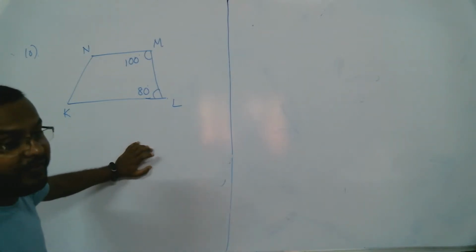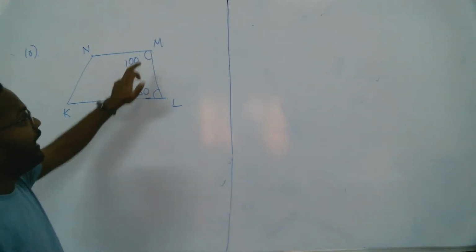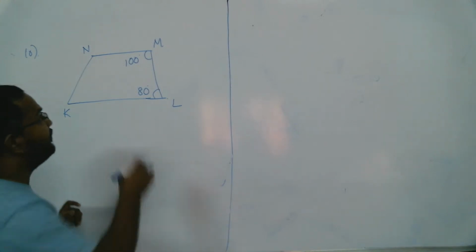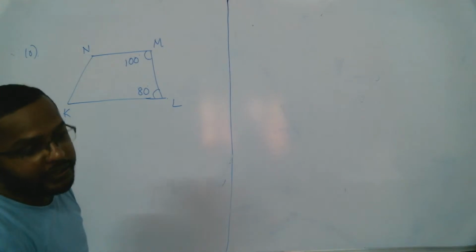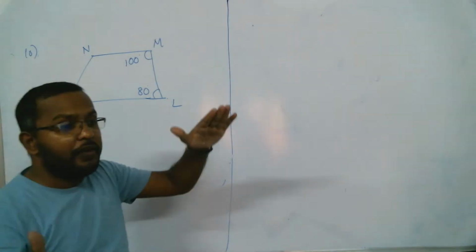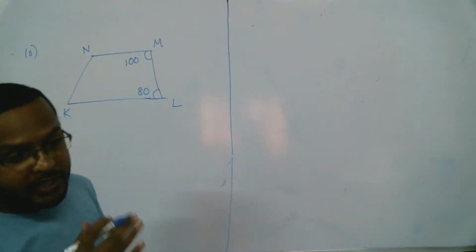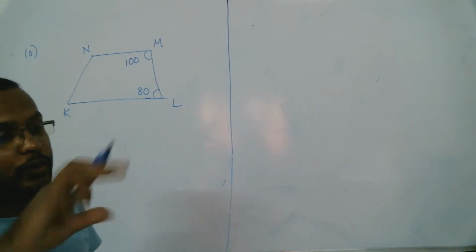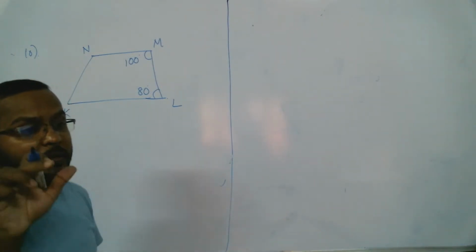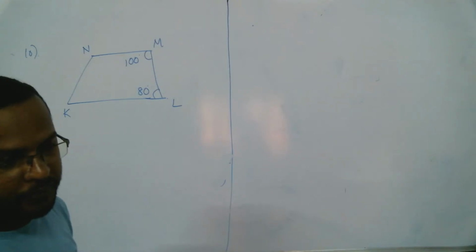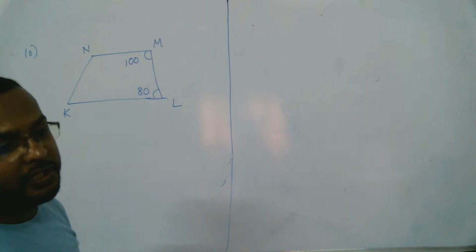And how can we check it has one pair of parallel lines? Look at these two angles. When you add these two angles, their sum is coming 180 degree. And you will get 180 degree only when these two lines are parallel. अगर जो लाइन पैरेलल है तो तभी आपको 180 डिग्री आएगा. Otherwise, when you add these angles, you will not get 180 degree.